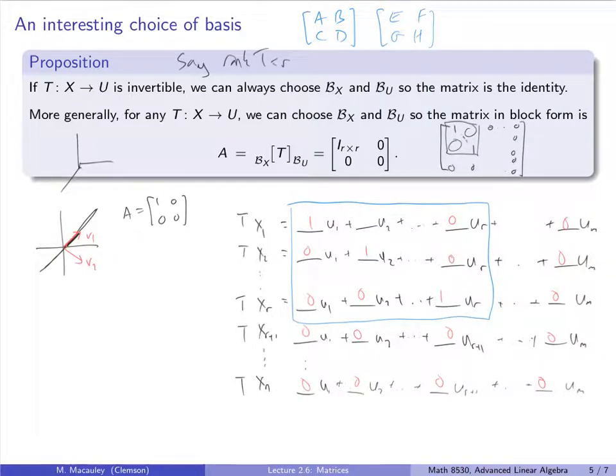Okay, so what we're basically going to do is take the range, which is R-dimensional, and take a basis for the range, any basis. We'll call that U1 up to UR, and we claim that that works. So let's write that down. Let U1 up to UR be a basis for the range of T. Now what I want to do here is basically take these other UIs, UR plus 1 up to UM.